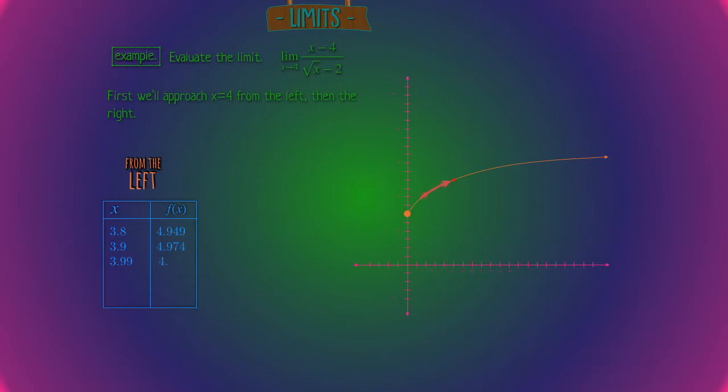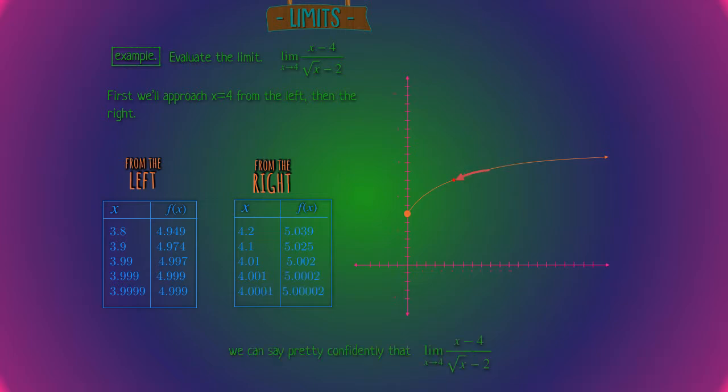So again, from the left and from the right, and it looks like we're approaching 5. So let's say the limit as x approaches 4 of f, in this case, is equal to 5. But again, we're building a table here. It's pretty much an approximation.